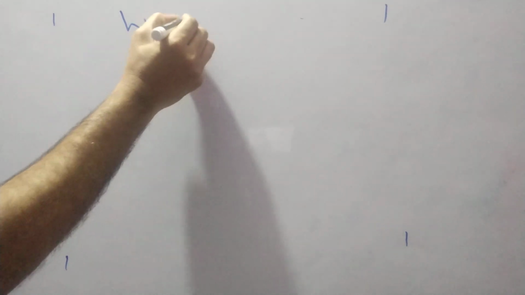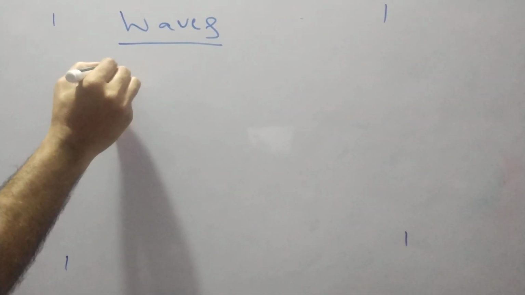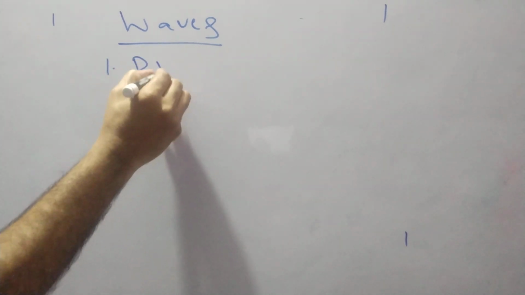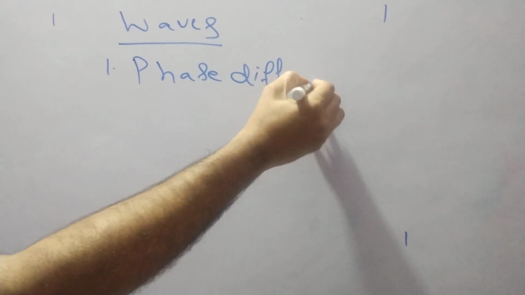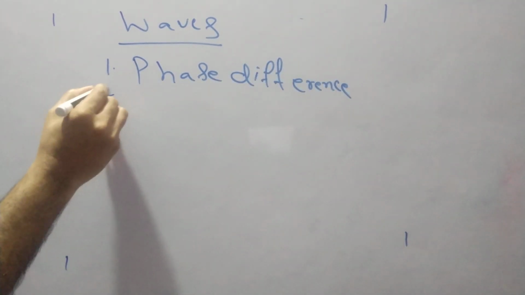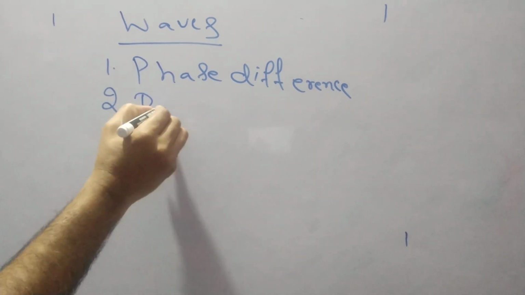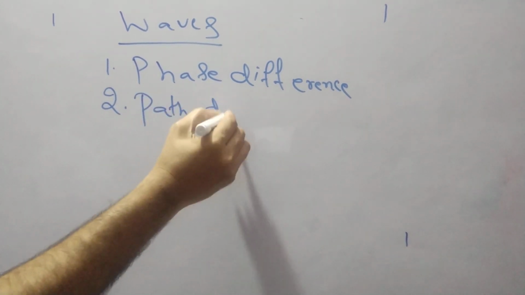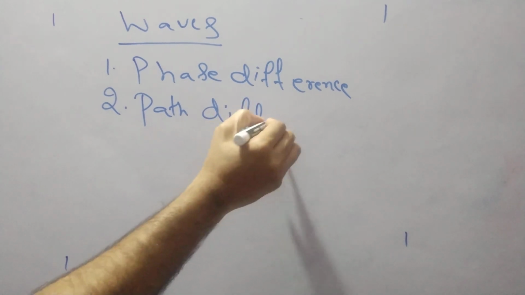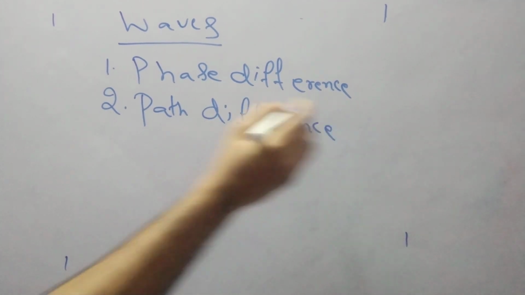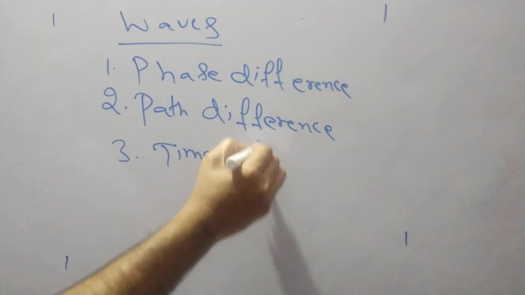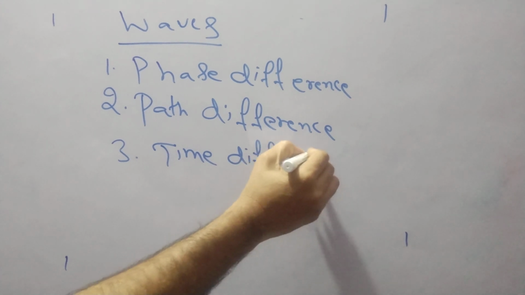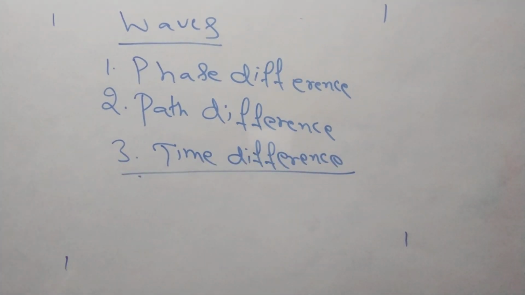In waves, we'll see these three. First is phase difference. Second is path difference, and third one is time difference. So first one is phase difference.